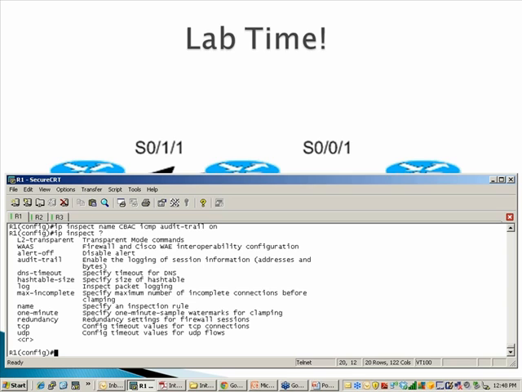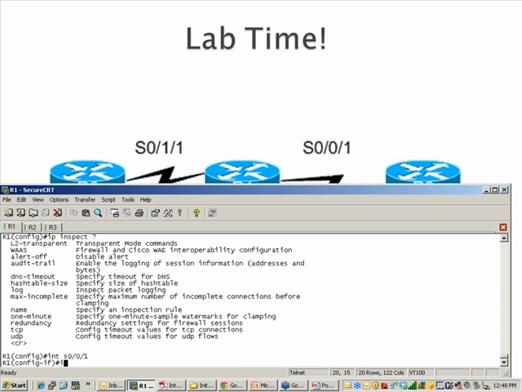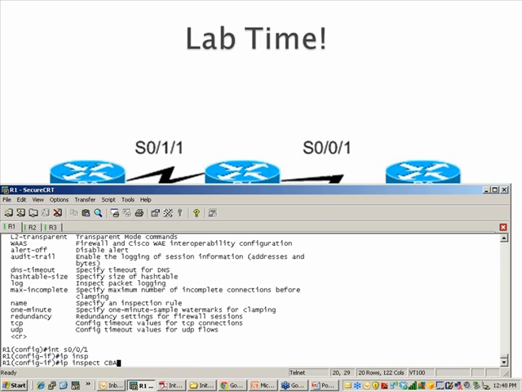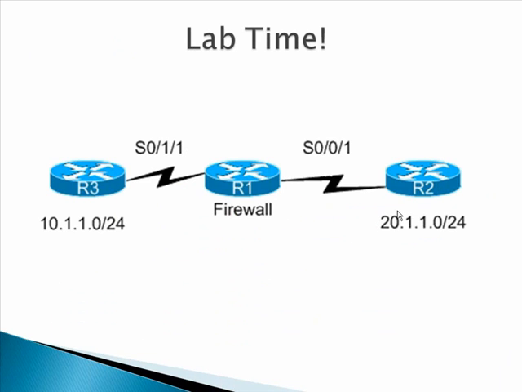Okay, so we created this inspection rule. Now I'm going to go to my inside interface and do IP inspect CBAC. That's what I called my rule. So again, you could apply that rule incoming here, like I just did, or you could apply it outgoing here. Either way would accomplish exactly the same thing in this scenario.